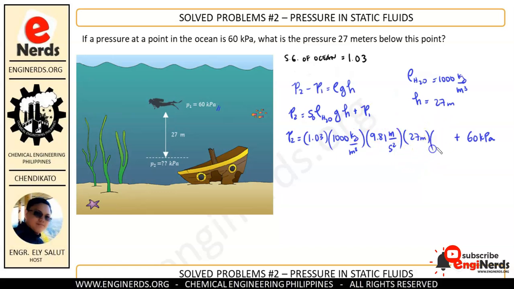So, that means I will have here 1,000 Pascal to 1 kilopascal. So, our unit here will be in kilopascal. Therefore, our P2 is equal to 1.03 times 1,000 times 9.81 times 27 divided by 1,000 plus 60 is equal to 332.82 kilopascal. And this is our final answer for this question.